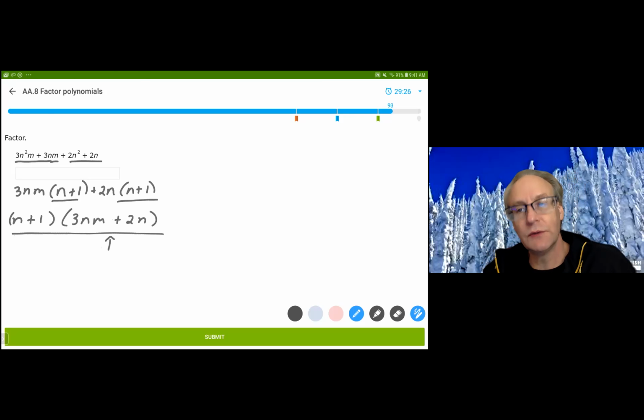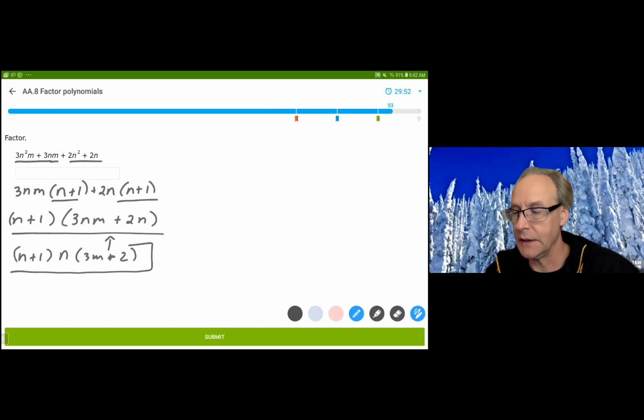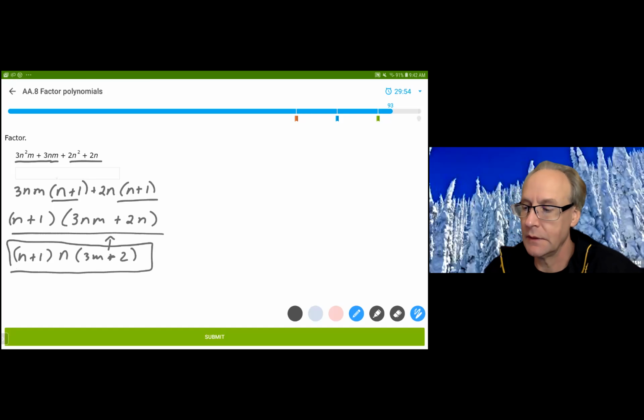I normally would say that the first rule of factoring is to look for a common factor and take it out. The only exception to that is factoring by grouping, and that's something I actually learned while doing this section, that it's easier to wait until the end to take out the n. So we have n plus 1. When I take out the n, I have an n times 3m plus 2. And there is my 3 terms.